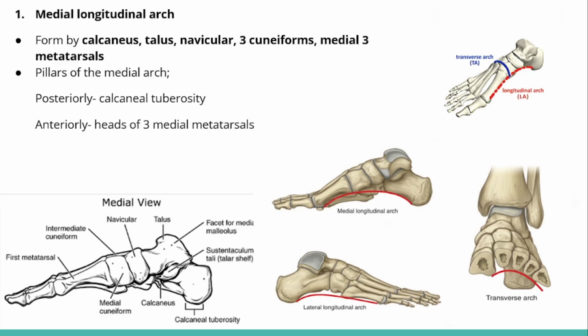The bones that contribute to form this medial longitudinal arch are the calcaneus most posteriorly, then the talus, then the navicular and 3 cuneiform bones, medial, intermediate and lateral, and then the medial 3 metatarsal bones. So those are the bones that contribute to formation of the medial longitudinal arch. But among these bones, there are specific bones which act as pillars of the medial arch. So these bones are very crucial. Posteriorly, the calcaneal tuberosity acts as a pillar, and anteriorly the heads of the medial 3 metatarsal bones.